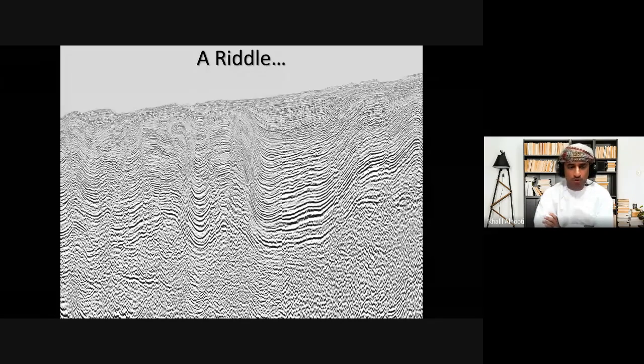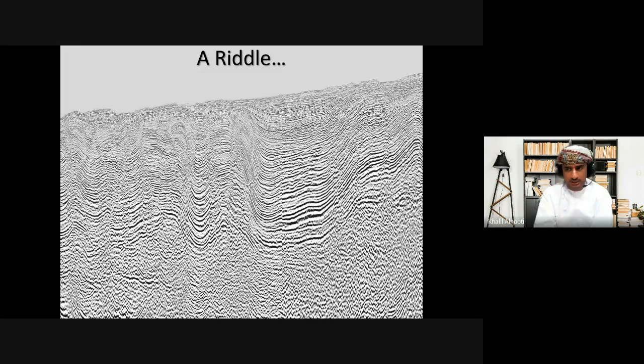The main drawback of the refraction technique is that it will not work whenever there is a velocity inversion, a lower velocity rock lying above a higher velocity rock, deeper. This is something we call velocity inversion. It will not work, or we cannot do any processing or acquisition or even modeling if that's the case. However, in seismic reflection, there is no problem.